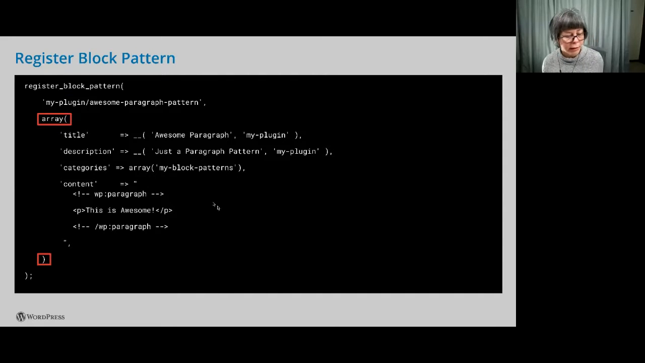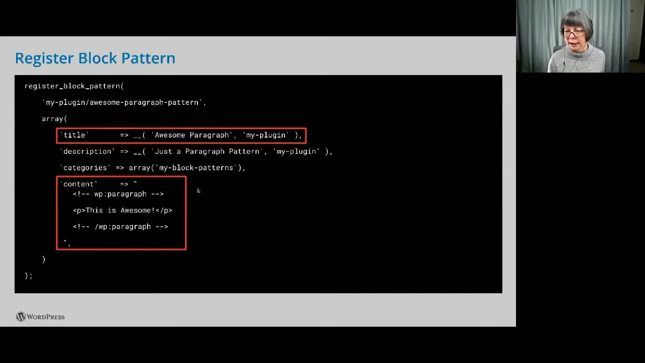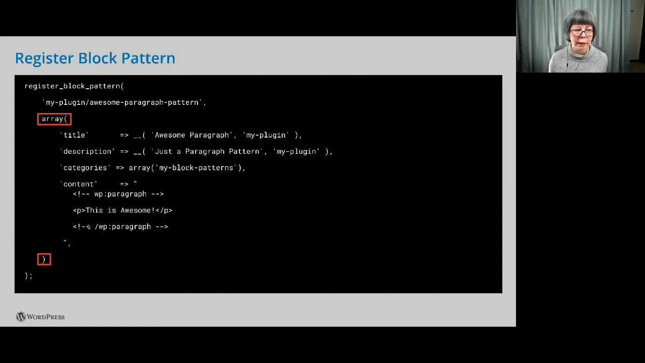In this case we have a number of properties. Not every property available is listed here, but the main ones are. Title and content are required. The title that will display in the block editor inserter would be awesome paragraph. Again, it's a text string, and we want it to be translatable, so I wrapped it in this localization function. And then the content is going to be the HTML markup for the blocks that make up this block pattern.